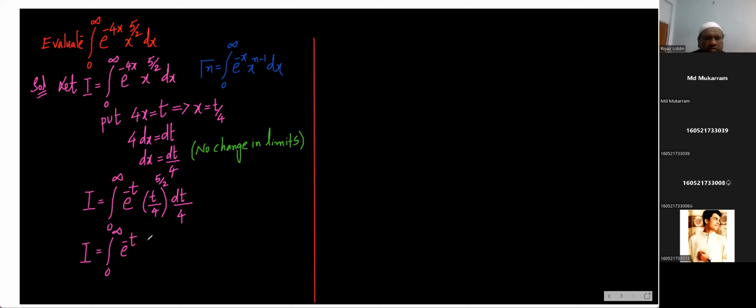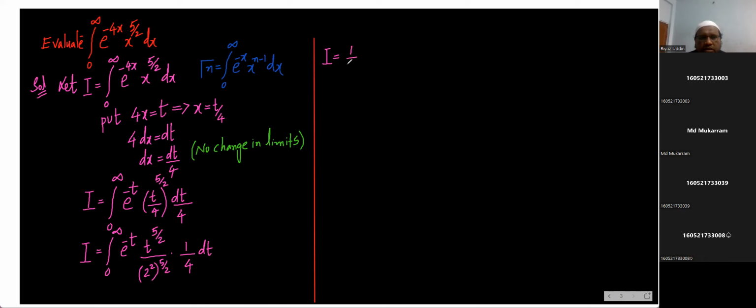We apply for numerator, that is t power 5 by 2, and for denominator 4 power 5 by 2. 4 power 5 by 2 we can write as (2 power 2) whole power 5 by 2. Into 1 by 4, into dt. This 2 cancels, 2 power 5 is 32. 32 into 4, how much is it? 128 is a constant. Pulled it out. This is 0 to infinity.